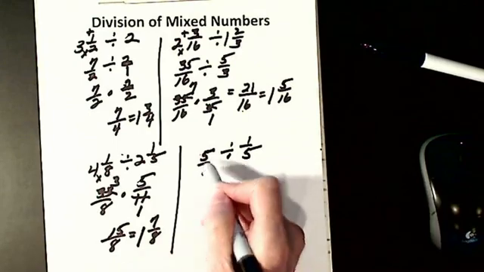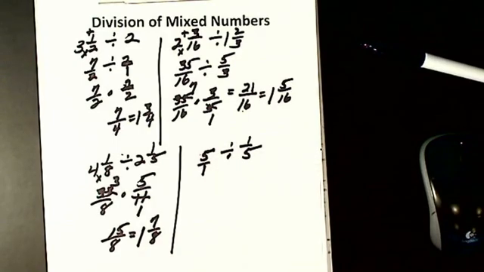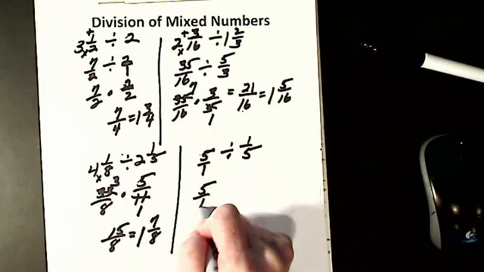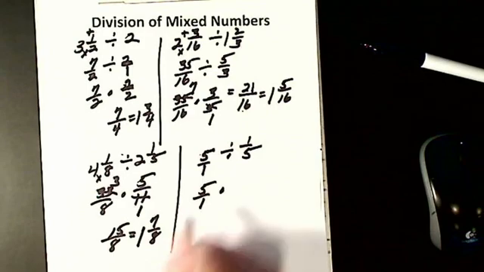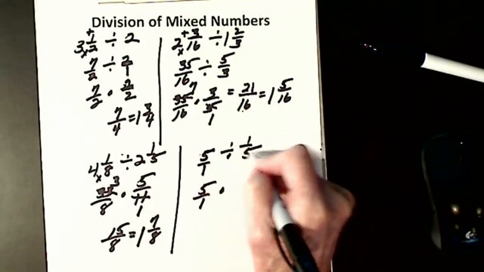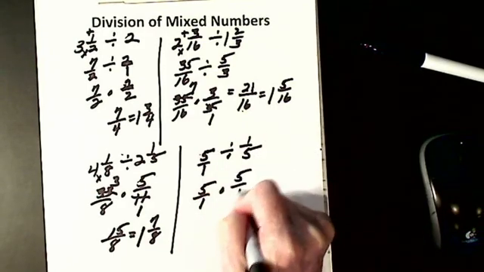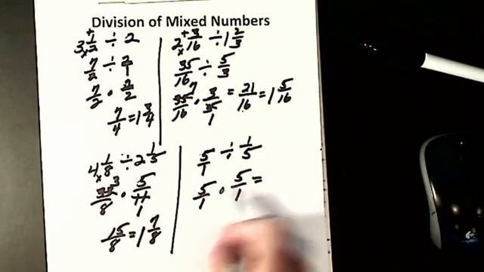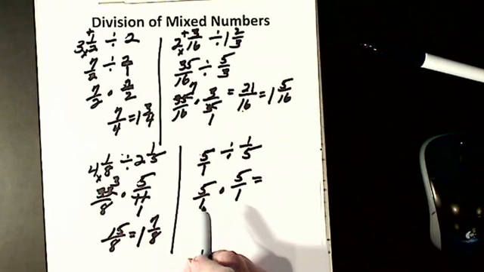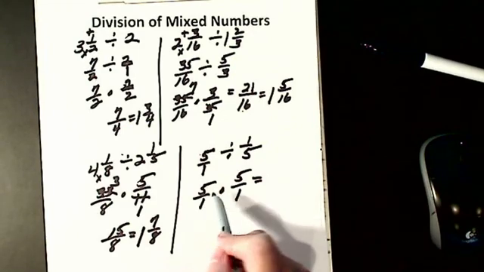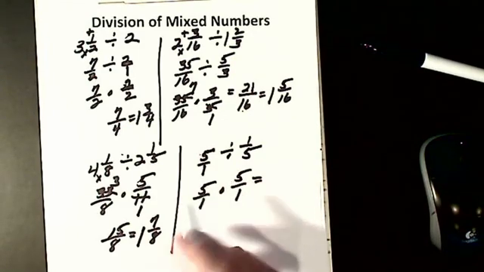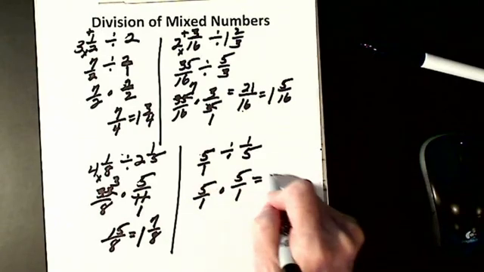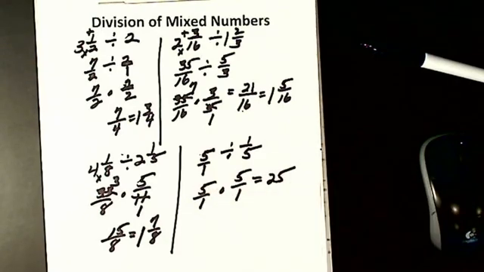Problem is, tons of people will cancel the 5s. You cannot cancel across a division sign. Just another reminder. So my 5 over 1 stays. I change it to a times. In this case, this is the one I flip, the one to the right. Again, I cannot cancel these 5s. When you cancel, it has to be a numerator with a denominator. These are both numerators, so they don't cancel. 5 times 5 is 25. That's it.